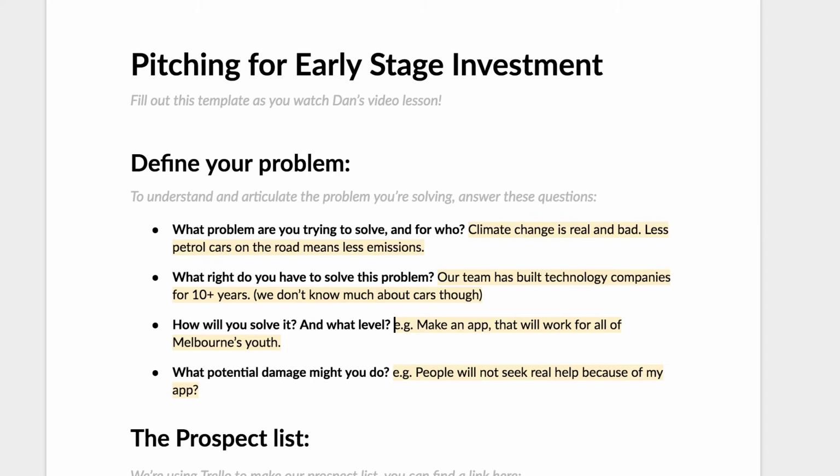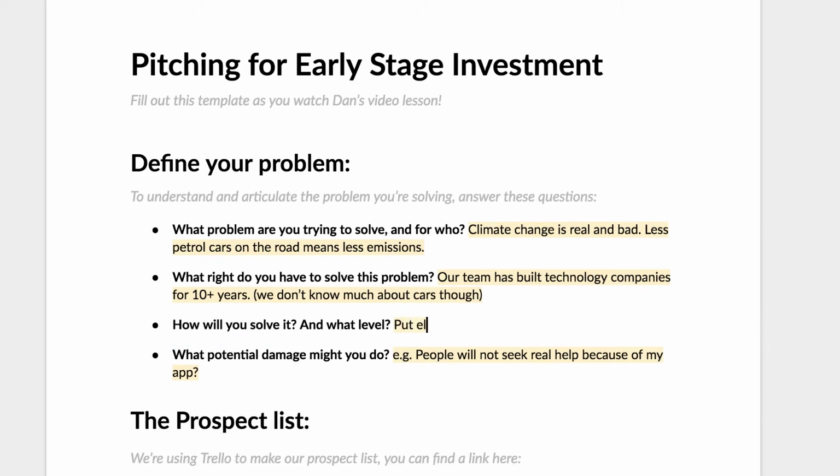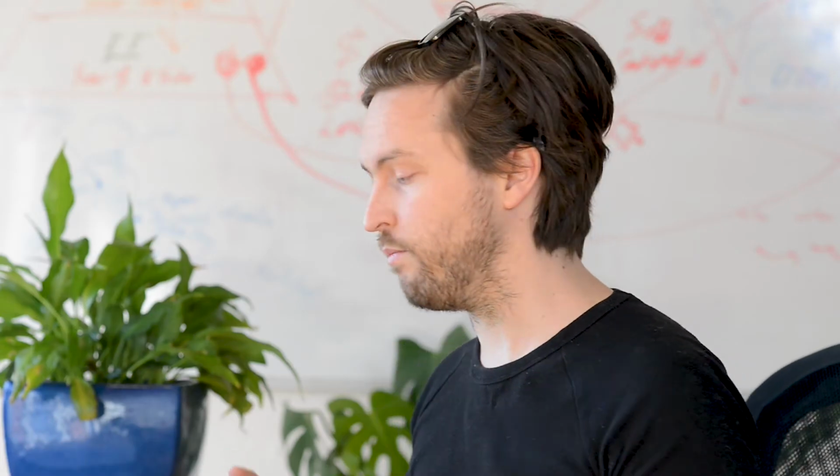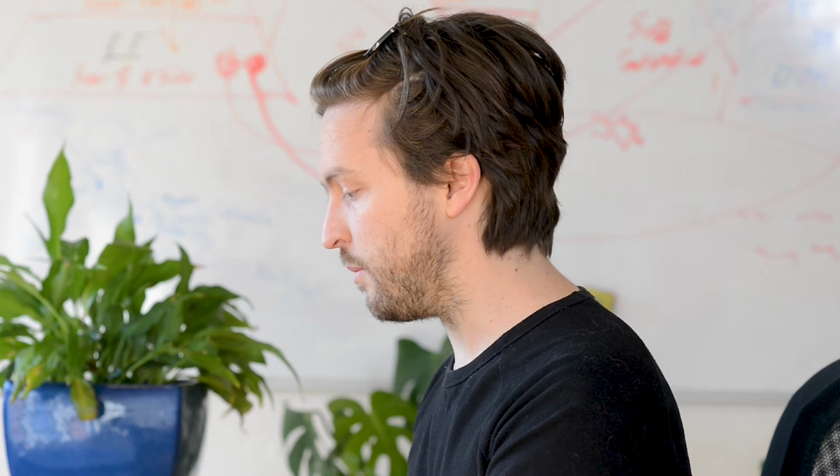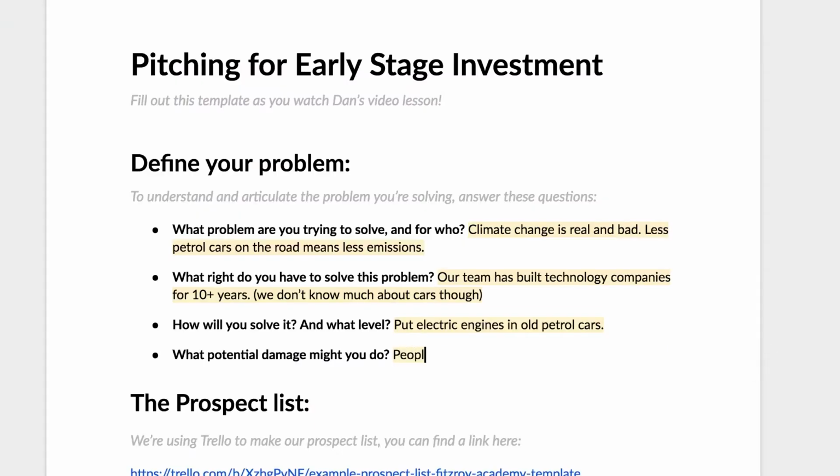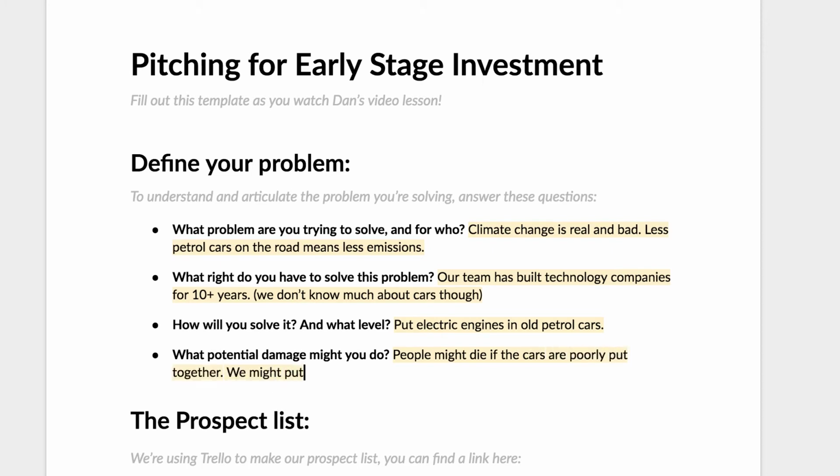How are we going to solve it? Put electric engines in old petrol cars. Simple. What damage might we do? People might die if the cars are poorly put together. We might put mechanics out of work.